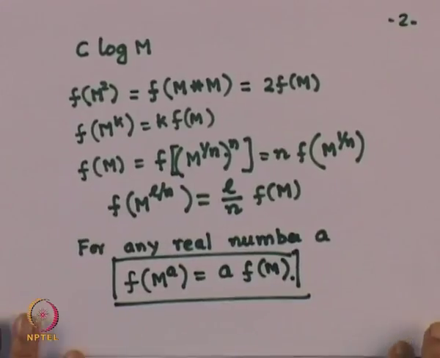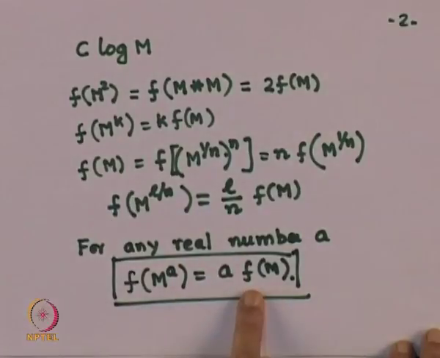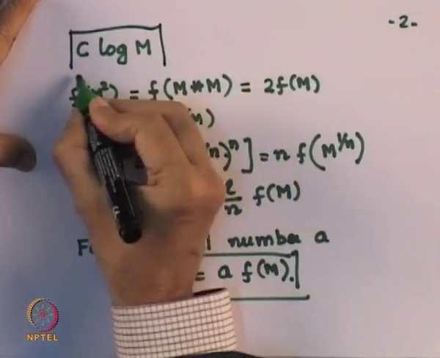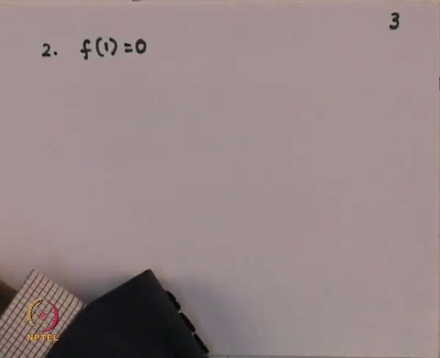Now, notice that this function c log m obviously satisfies this, because the left hand side would be c log of m to the power a, and as you know, logarithm has this property that log of x to the power a is a log x. So, therefore, this is satisfied by this logarithm function. The second point is we wanted f of 1 to be equal to 0. This is trivially satisfied by the logarithm function, because log of 1 is equal to 0.